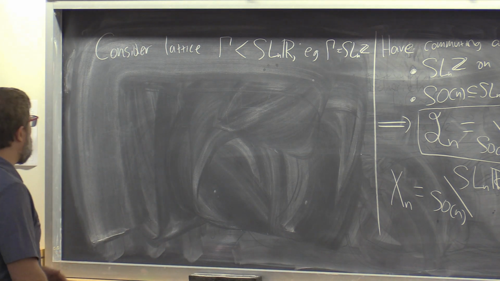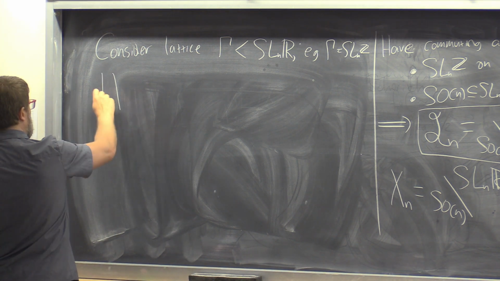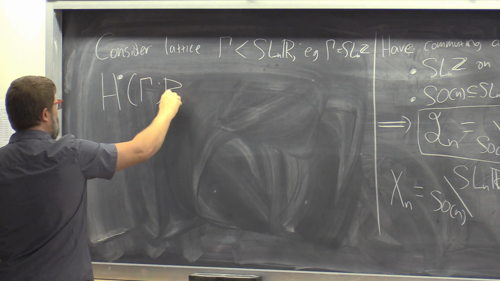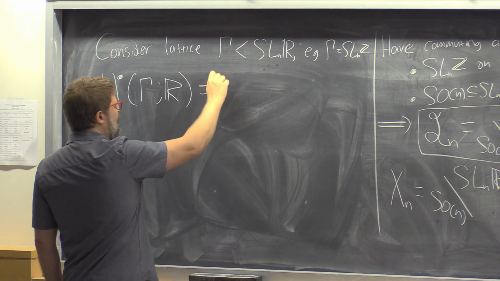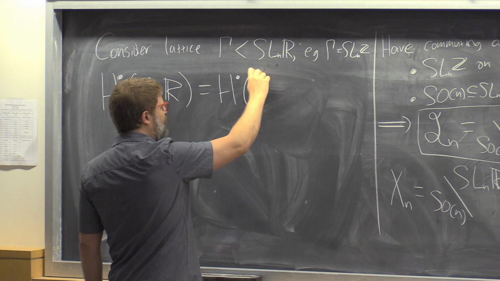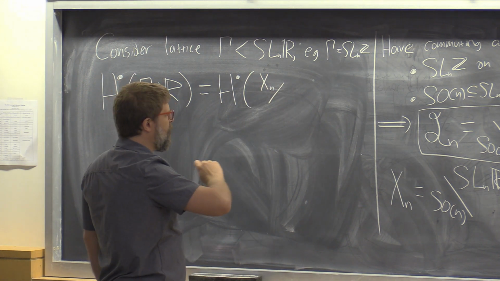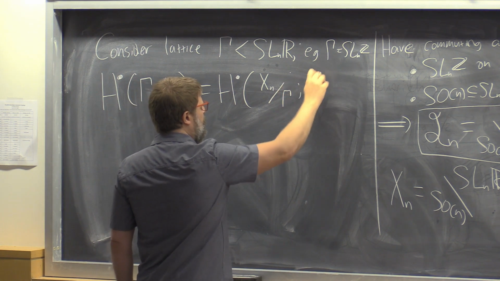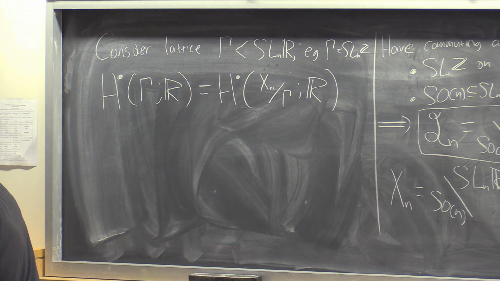And so how could we compute the cohomology? Well, the cohomology of Γ, and I'm going to switch to real coefficients because that makes what I'm about to do work, is again the cohomology of the quotient of this space X_n by our lattice with real coefficients. And how might you compute this cohomology right here? Sort of natural thing.